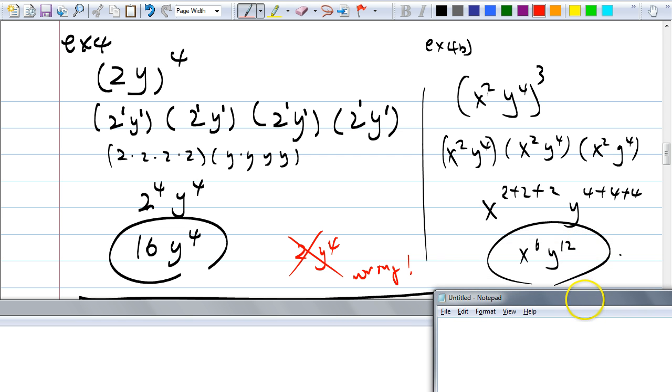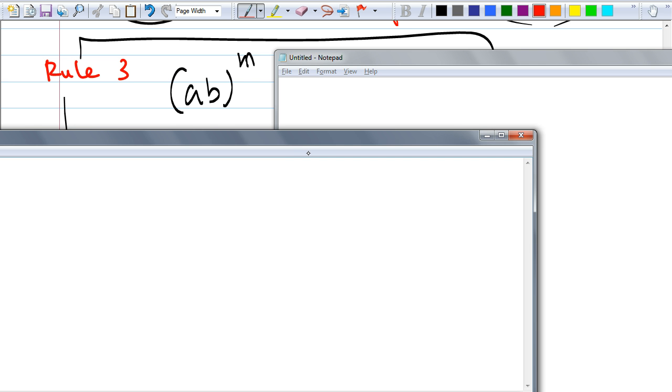How many people got x to the 6, y to the 12 as your answer? Raise your hand. Okay, does this make sense? Questions? Do you get this? Okay, so knowing this, let's see. So here comes our 3rd rule.